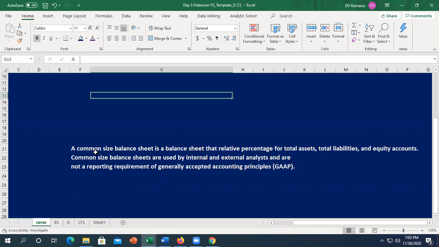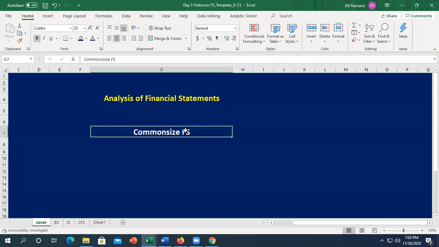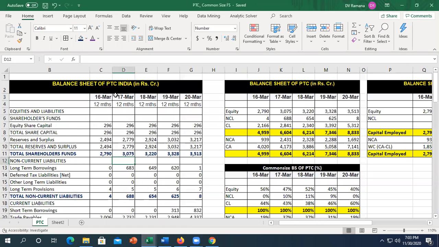Similar is the case with the common size income statement. It shows the relative percentage of all income, expenses, and the profit. In order to understand how the common size financial statements help in throwing light on various aspects of the business, let us pick up the financial statements of balance sheet and income statement of a profit-making company, which is Power Trading PTC India Limited.